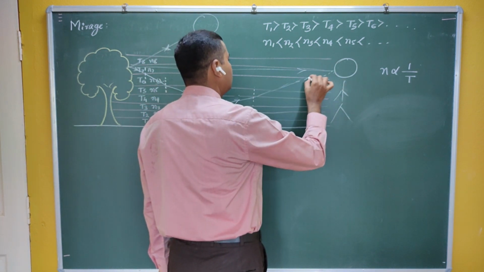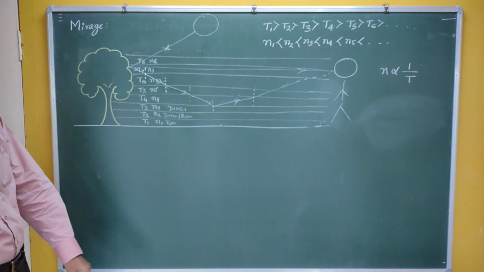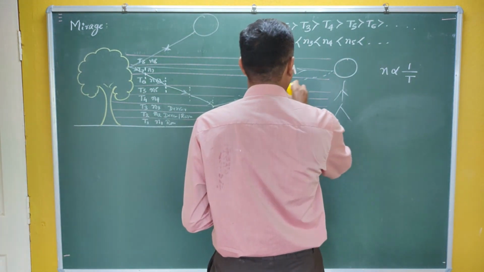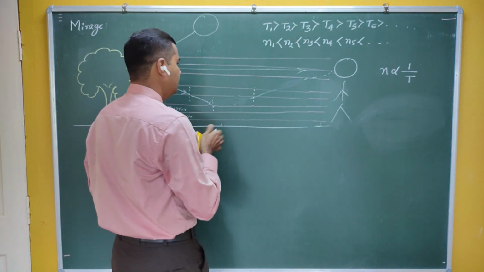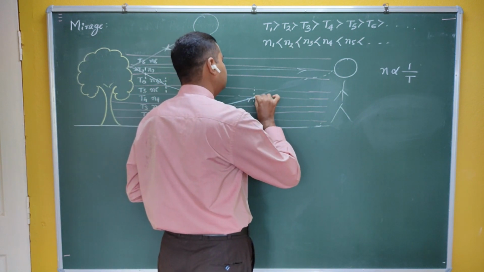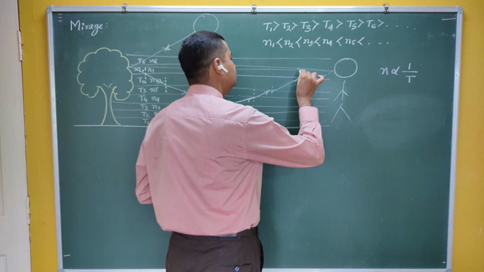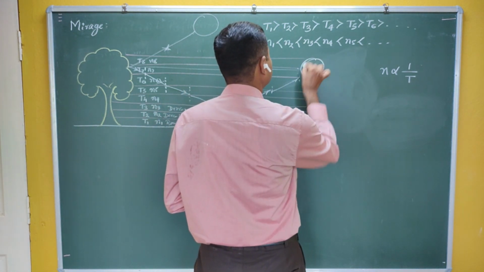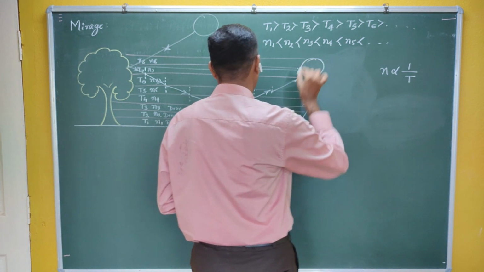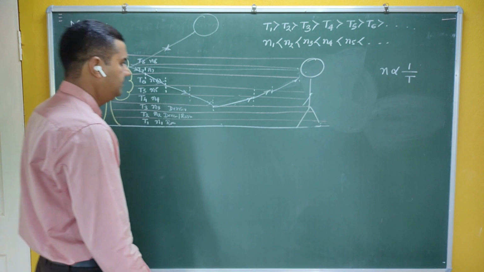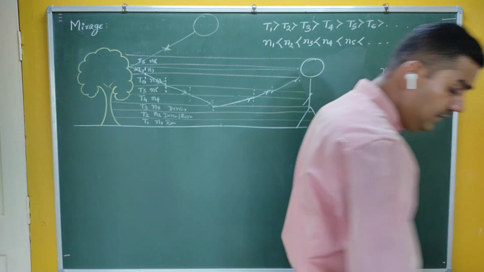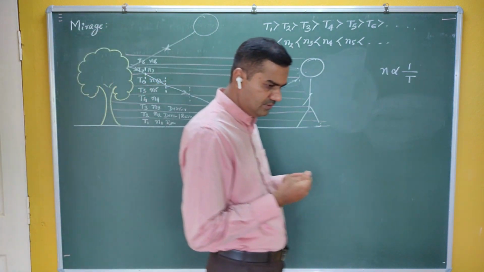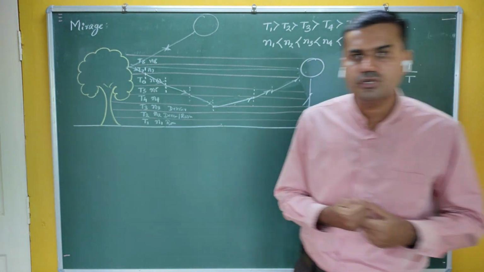Okay, finally it falls on the, okay, finally it falls on the what? It falls on the eye of an observer. Okay. It finally falls on the eye of the person. So now illusion takes place. Okay, I make certain illusions. Okay, so you can see here the optical illusion of an eye.